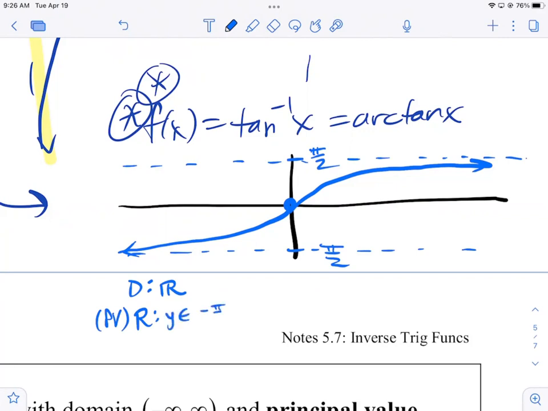Negative pi halves to pi halves, much like arcsine, right? Except the only difference is in arcsine, we were able to include the endpoints. In arcsine, we were, but for arctangent, we cannot.